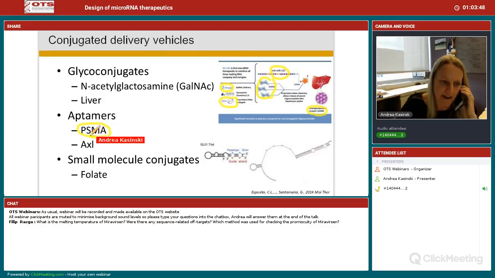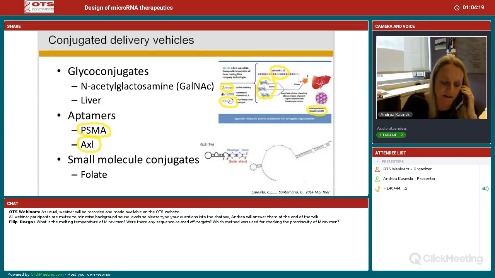And then aptamers to AXL have also been developed, very high-affinity aptamers. So AXL is a receptor tyrosine kinase that's overexpressed on cancer cells, and the AXL aptamer has been conjugated to tumor suppressive let-7g, which has been used to deliver this tumor suppressive microRNA to cells overexpressing the AXL receptor. And then small molecule conjugates, really important class here.